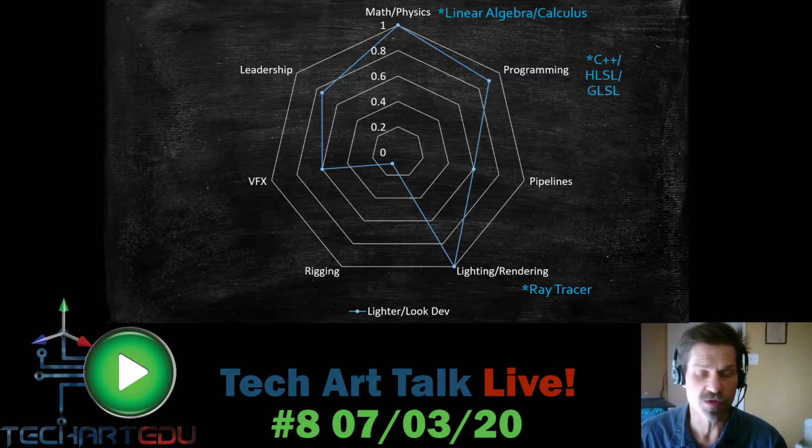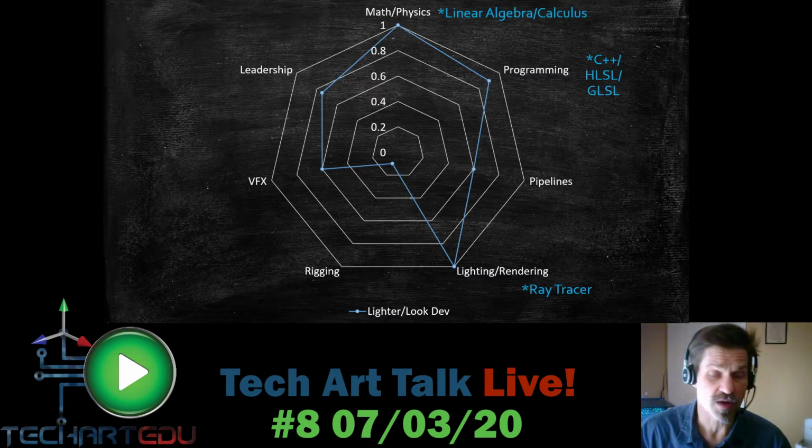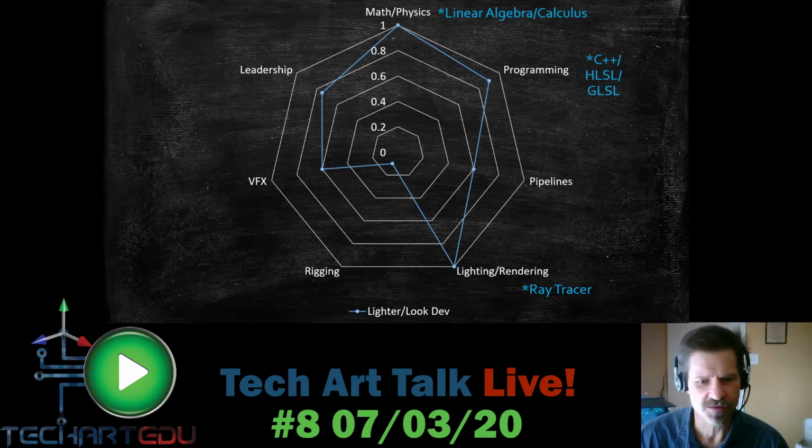You don't have to do it in C++. You could do it in Python, Java, C#, any language. Ray tracers are actually, as far as renderers are concerned, very easy to write. Write yourself a ray tracer in high school. You won't have any problems finding a job, I promise you. Rigging, yeah, not so much. Lighters and look dev, do they need to worry about visual effects? Not so much. Leadership, no.